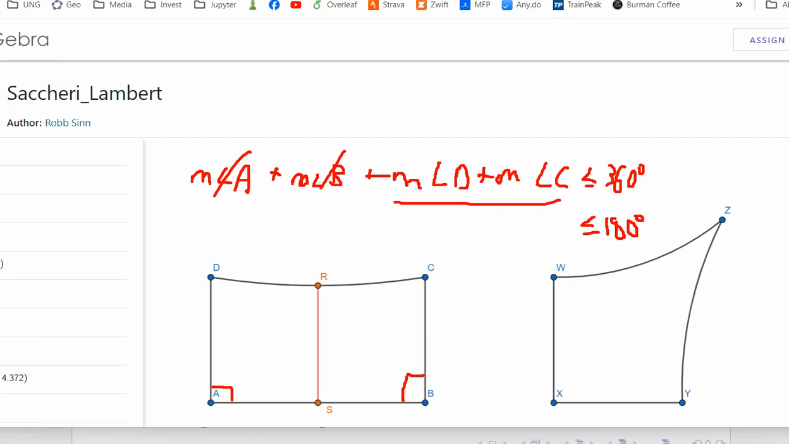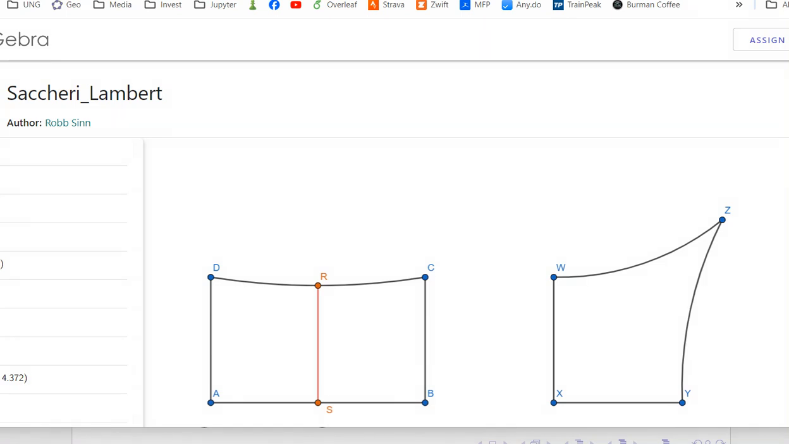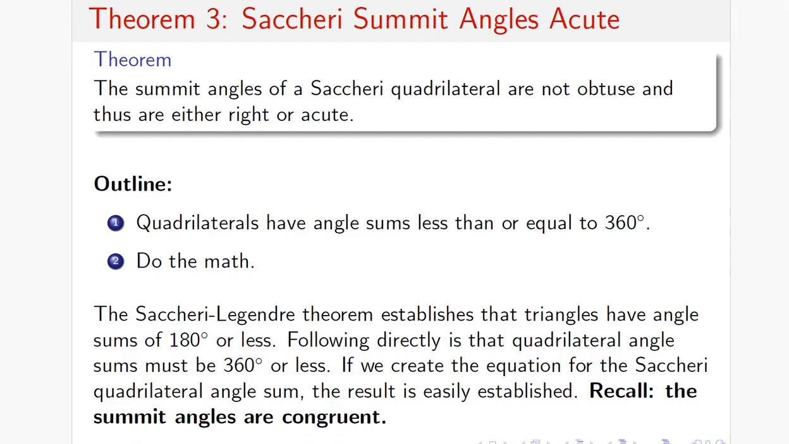So I have a pair of angles that are congruent and whose sum is less than or equal to 180. What does that mean? If we go back and look at the theorem, we've proven it: the summit angles cannot be obtuse. They can be right, they can be acute, but they're both equal, and so they're both right or they're both acute angles. And this follows directly from theorem 3.2.17.